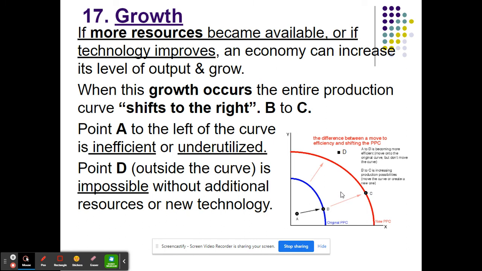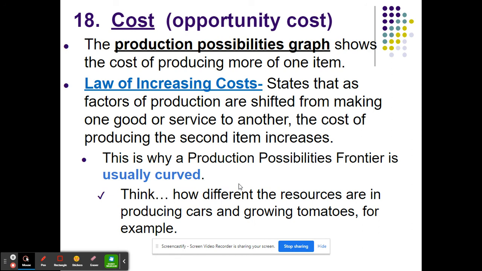Okay. Let's look at the dots. So A is a lack of utilization of all your resources. B is the maximum one on the original curve. C is the new point on the production possibilities curve, based on the increase of resources or improvement in technology. D is impossible based on current levels of tech or resources. Okay? So you want to look at those points because they mean something based on where they're at or not at on the graph.